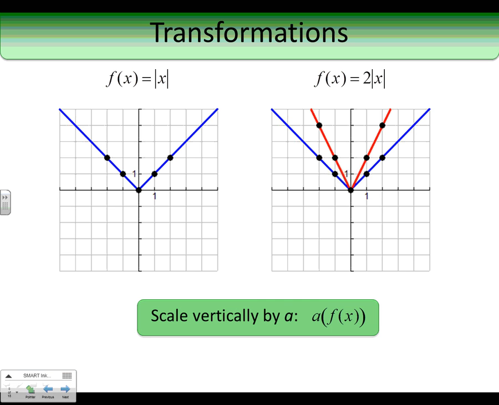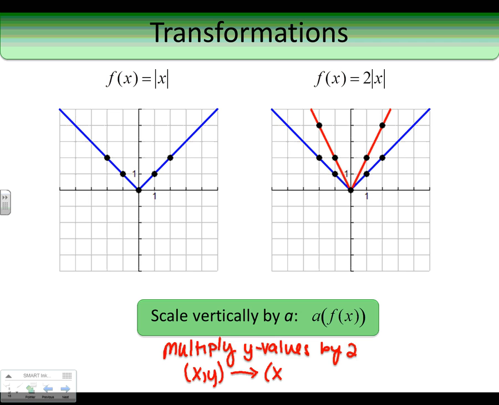So that's a scale vertically by a. So we scaled this graph vertically by 2. In other words, we multiplied all of our y values by 2. Okay. So start with a point (x, y). The x's stayed the same, but all of our y values were multiplied by 2.